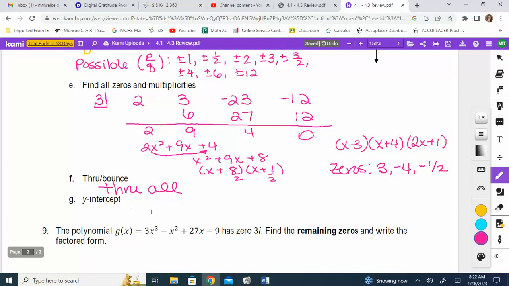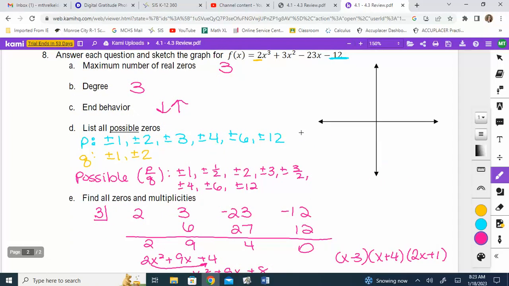Y-intercept, we can plug in a 0 for x. You can do it here or in the original, it doesn't matter. You should get negative 12. That is our y-intercept. And then we can graph it.